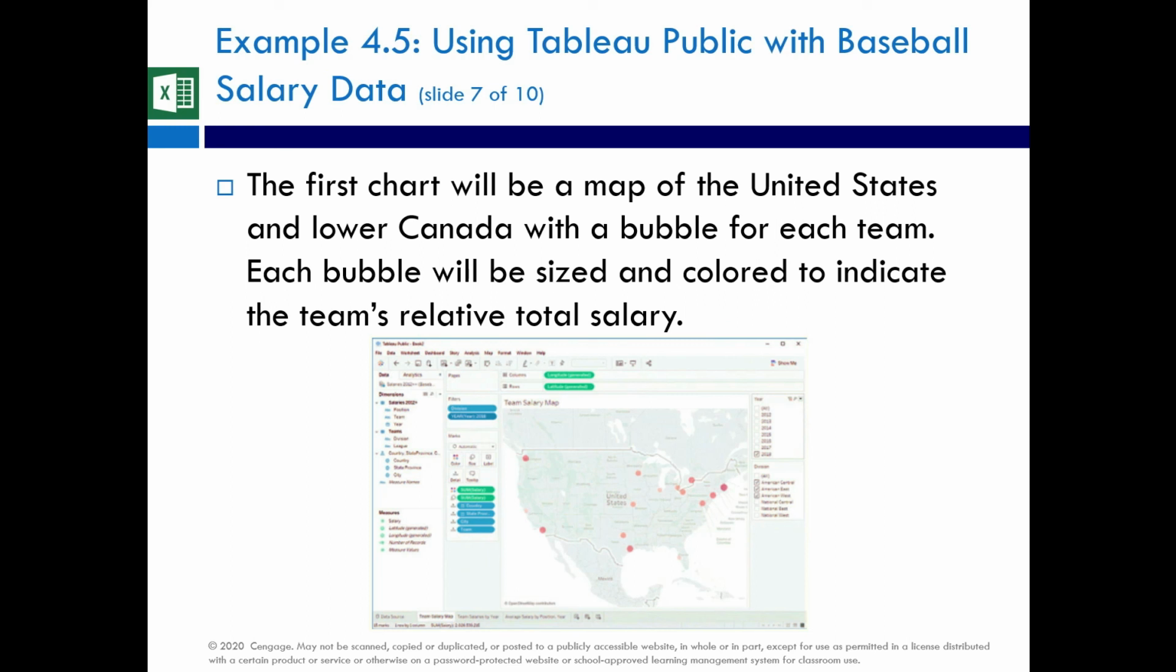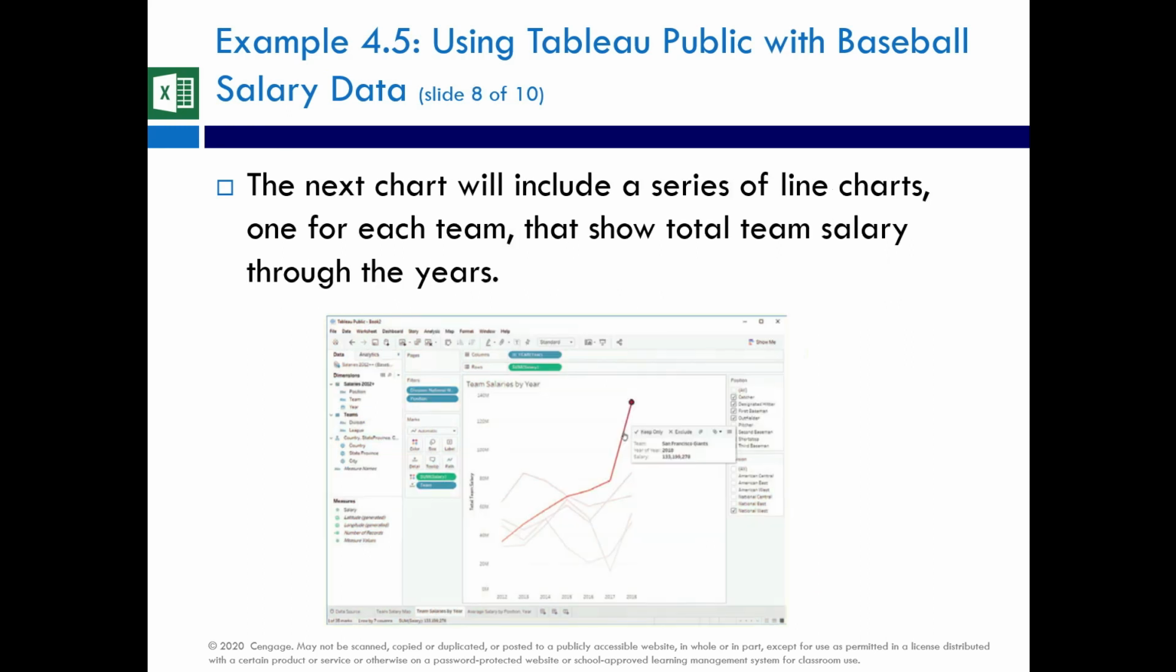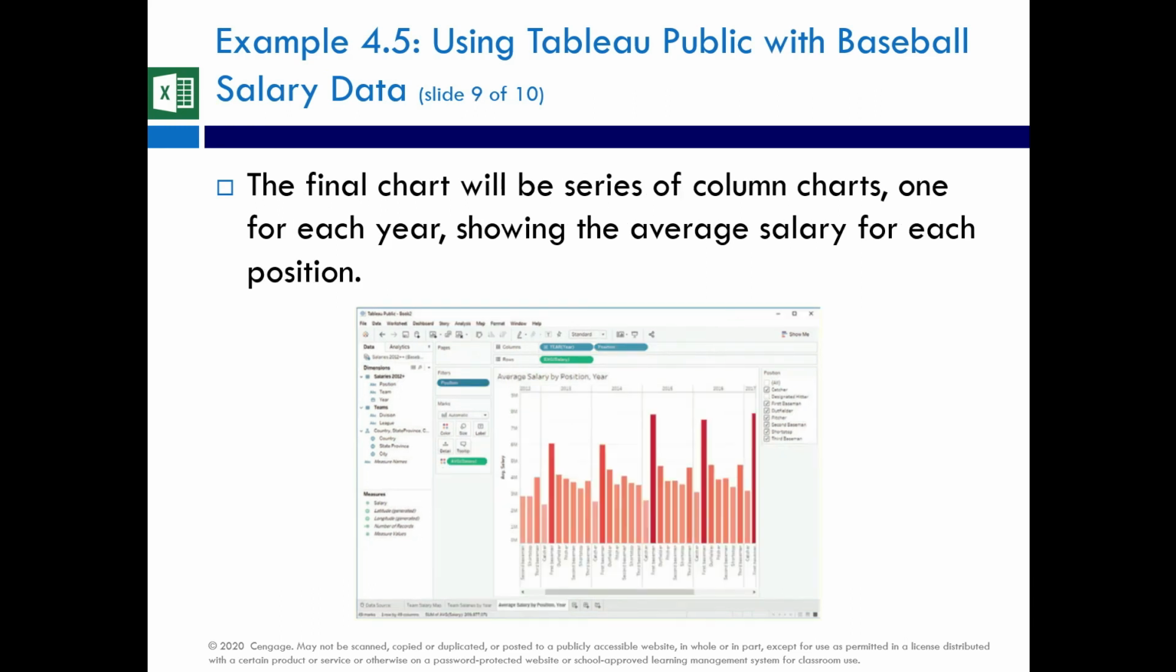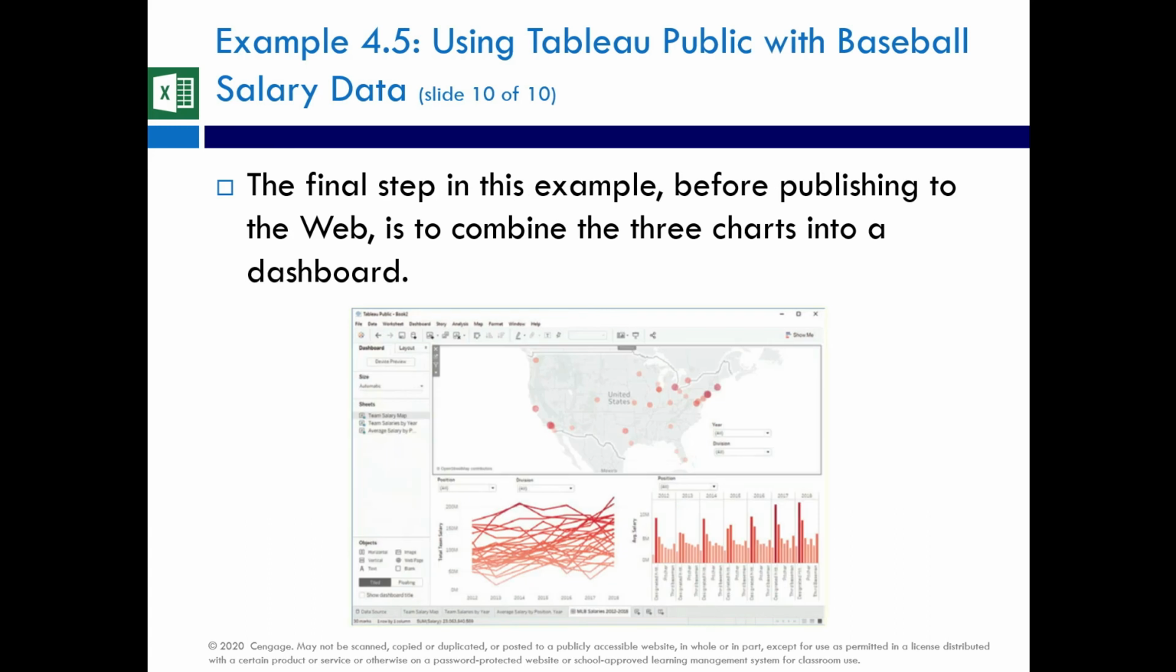The first chart will be a map of the United States and lower Canada with bubbles for each team. Each team will be sized and colored, indicating the team's relative total salary. The next chart will include a series of line charts, one for each team, that shows the team salaries through the years. The final chart will show a column chart, one for each year, showing the average salary for each position. The final step in this example before publishing to the web is to combine the three charts into one.